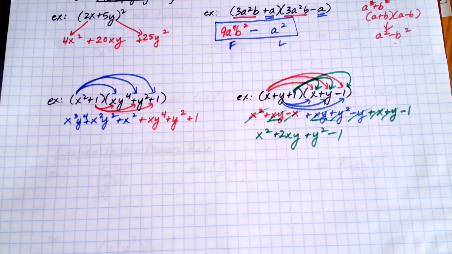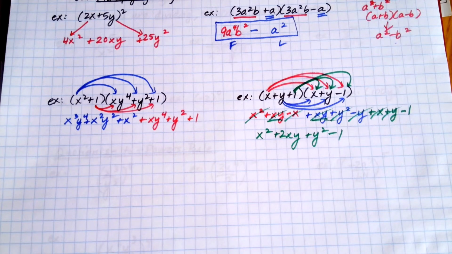So that was kind of nice, a lot of things canceled out. That's a bit of a challenge problem, but I know a lot of you in the class can handle that. So that is the video on multiplying polynomials in several variables, part 2 for section 5.4. I hope you learned something.